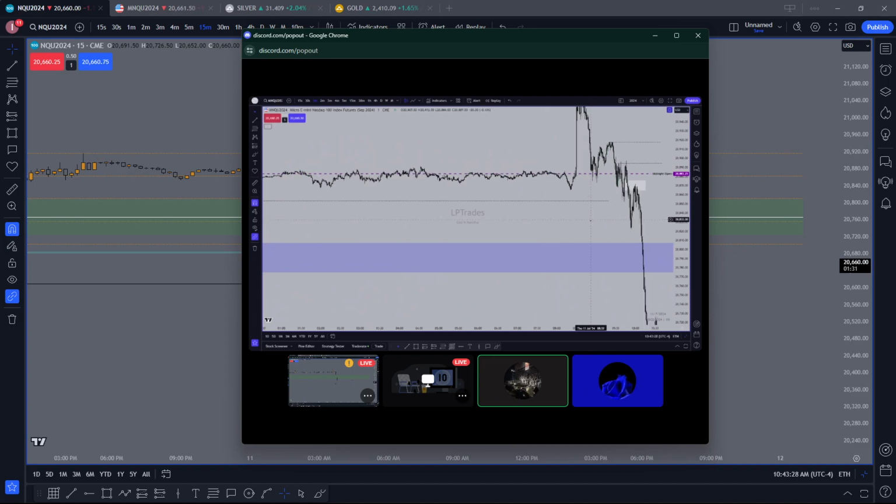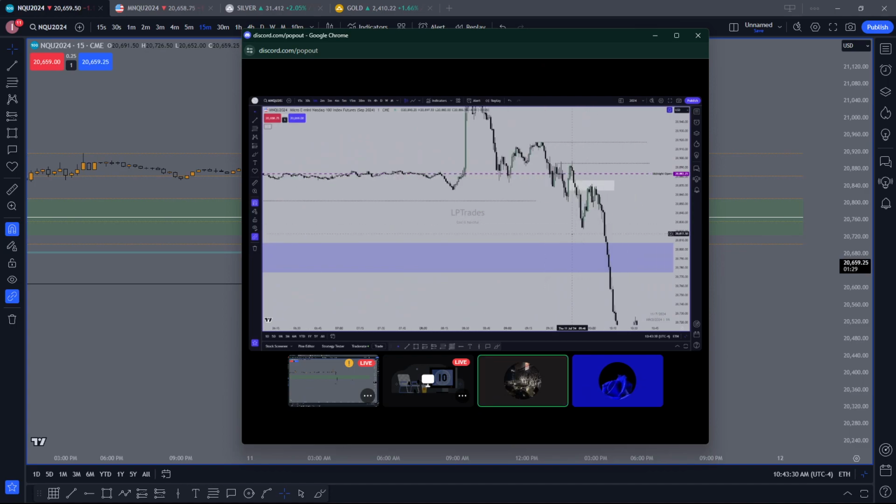The pattern was there to long, and I didn't want to take it initially, but after like 10 minutes I said, you know what, I'm just gonna try it. It doesn't matter if I lose. I haven't taken a trade in a while. I'm just gonna try it. And then it lost. What did you have your draw on liquidity for today?